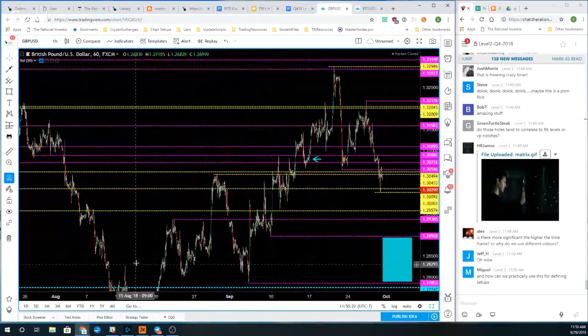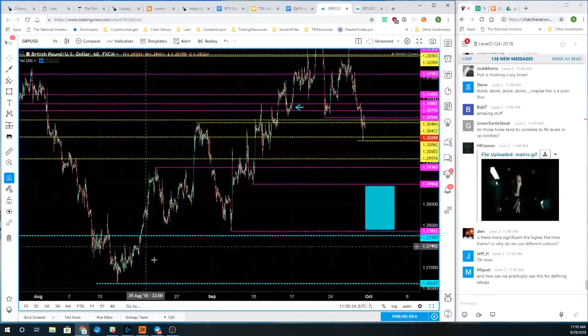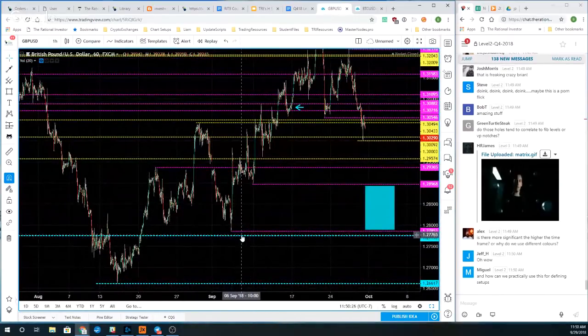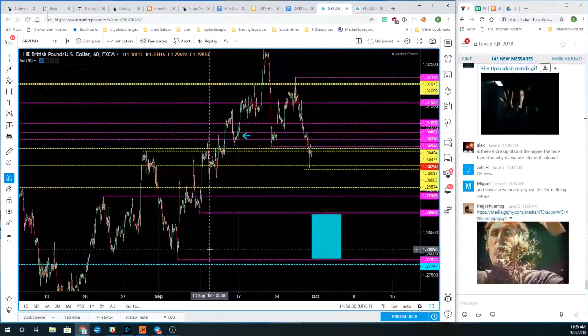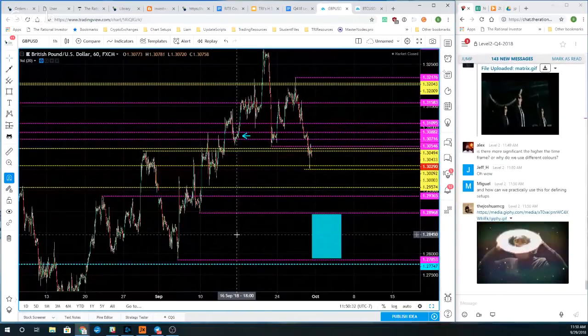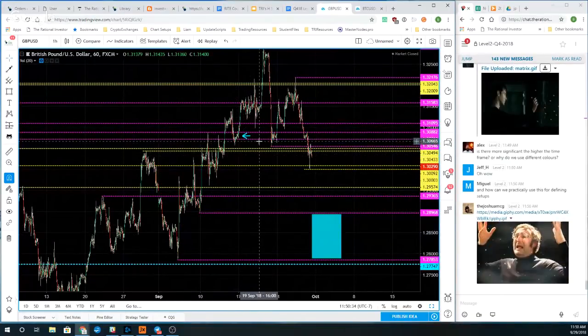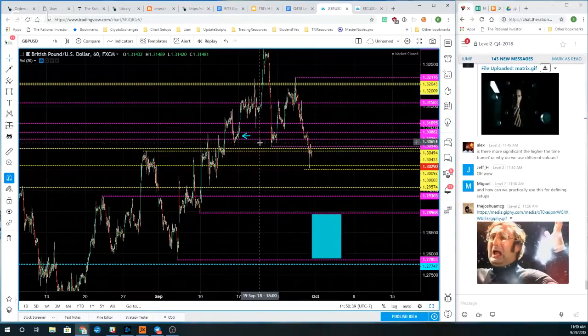The weekly levels, right? This was a hugely important level here. And then the daily levels, one factor down, but still important. And then the 4-hour levels, right? Less significant, but still relevant.